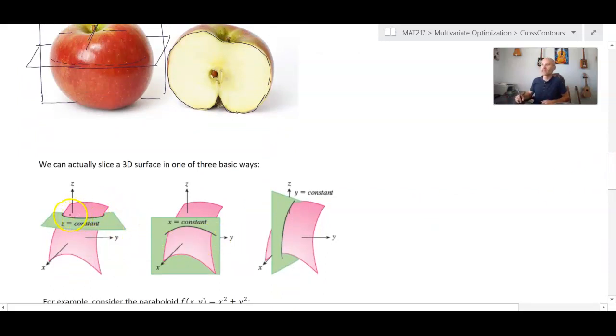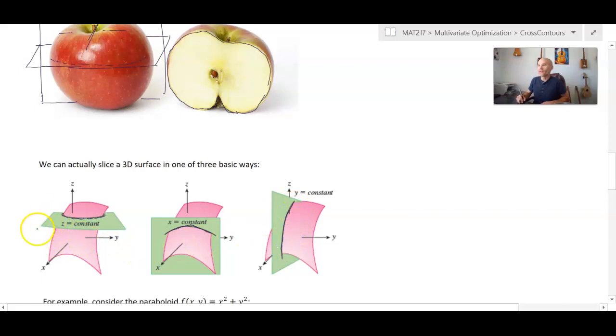We hold z constant and we slice it horizontally. So, here we're going to get the shape of that function at the point of the slice. We could hold x constant, so remember perpendicular to the x-axis, and we see here that it actually forms this shape right here. Or we could hold y constant, again a vertical slice perpendicular to the y-axis, and we get a shape that looks kind of like this.